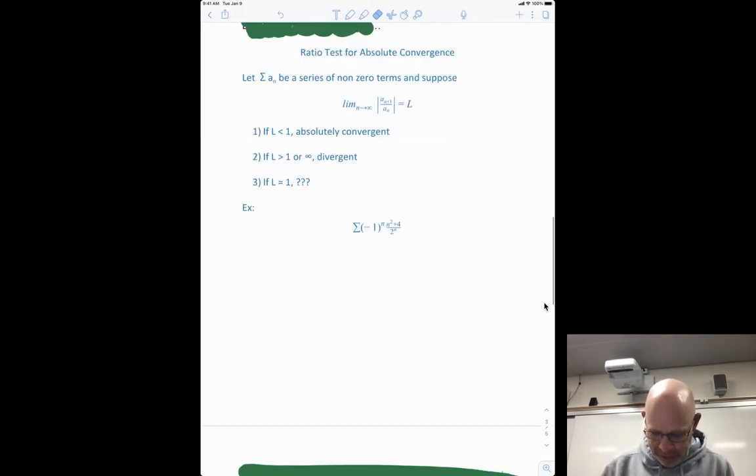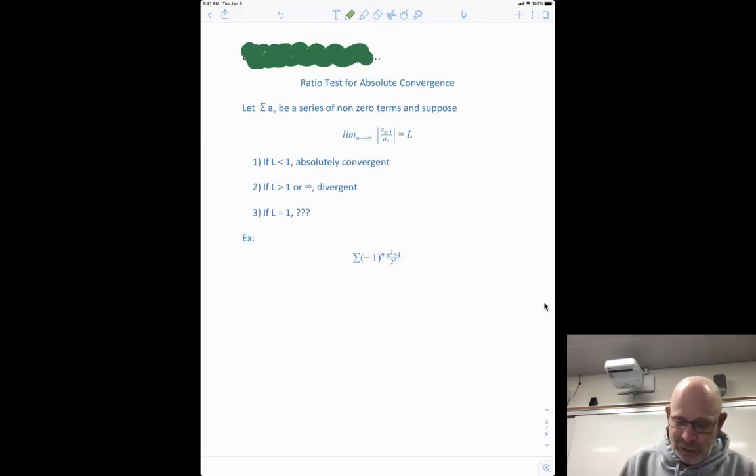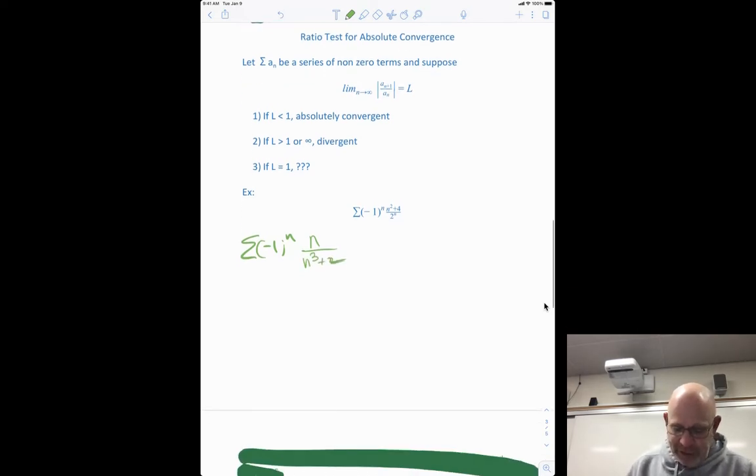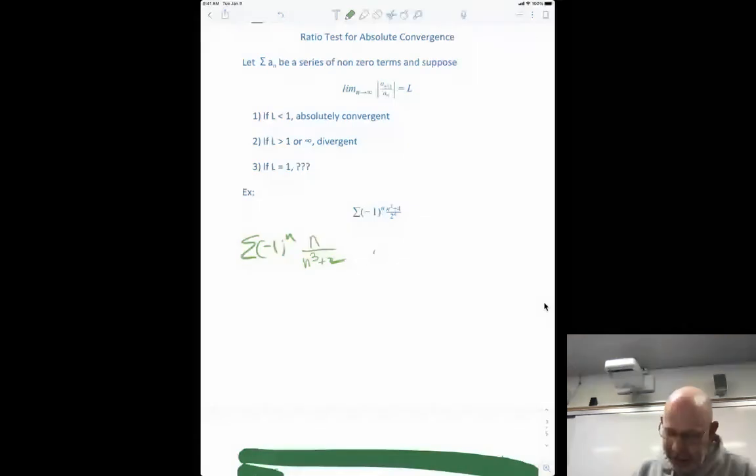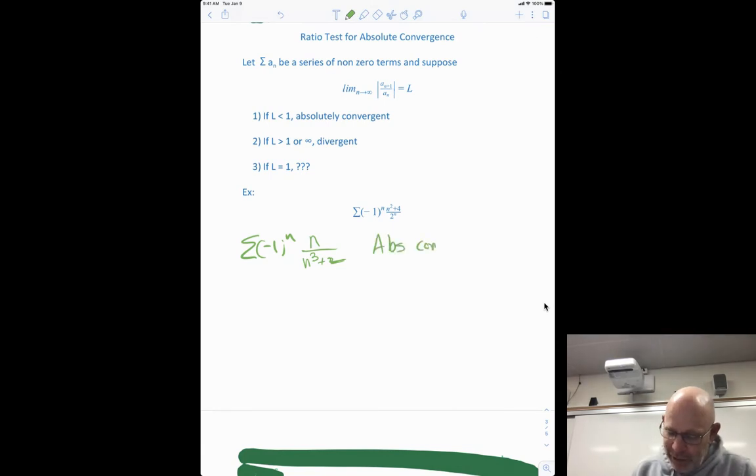Actually, before I do the ratio test, let me do a quick little problem to walk you through. I'll come back to this problem in just a second. So we're going to go (-1)^n, or n minus 1, doesn't matter, times n over n cubed plus 2, something like that. The question is going to be: absolutely converge, conditionally converge, or diverge? These are your three choices.